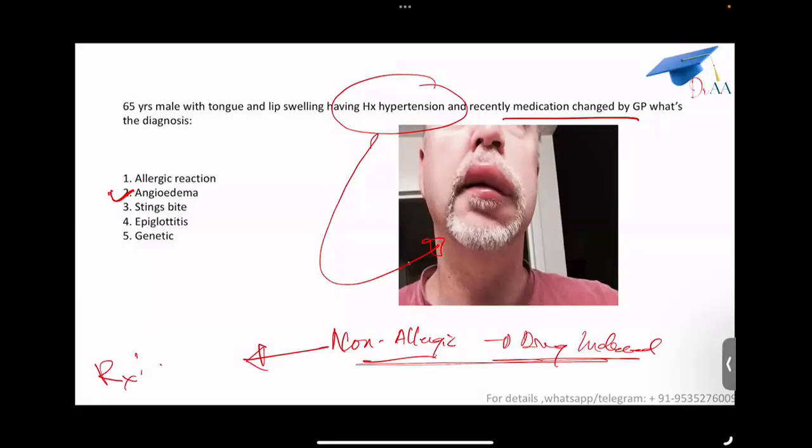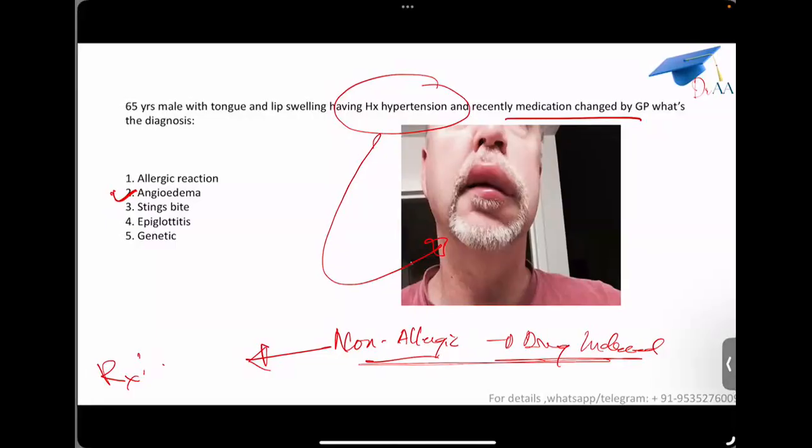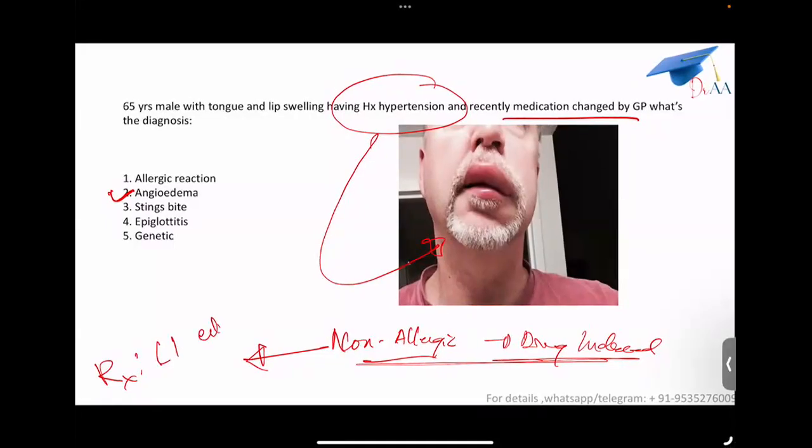So treatment, if they ask directly the treatment? Stop the ACE inhibitor medication. Bradykinin 2 receptor antagonist, we can give. Or we can give C1 esterase inhibitors also, or we can give FFP.